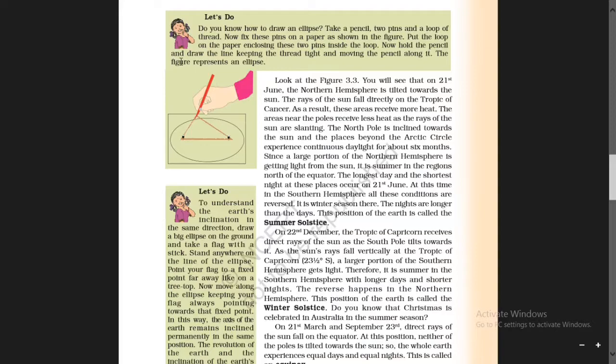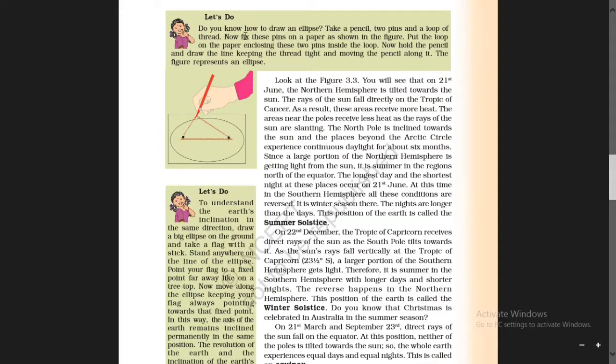Let us see page number 20. Let's do another experiment. It comes here, boys, which you need to do. Do you know how to draw an ellipse? An ellipse means a regular oval shape. Do you know how to draw it? Take a pencil, 2 pins, and a loop of thread.